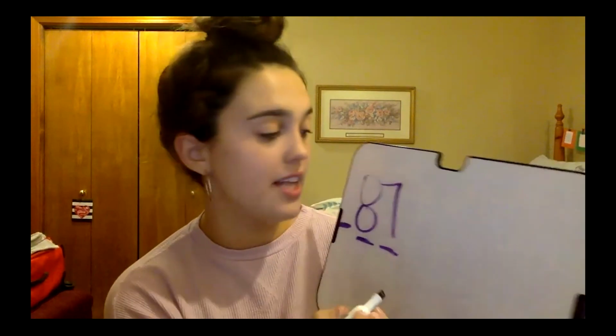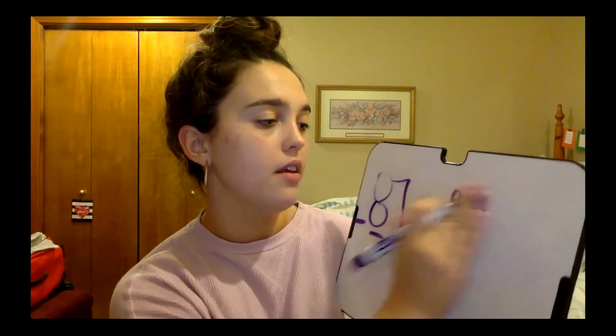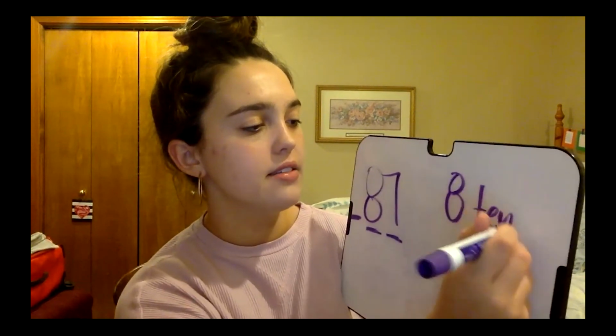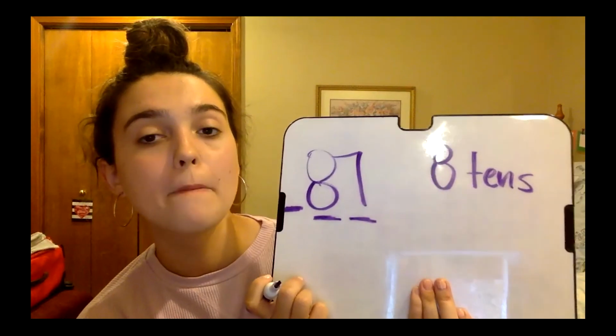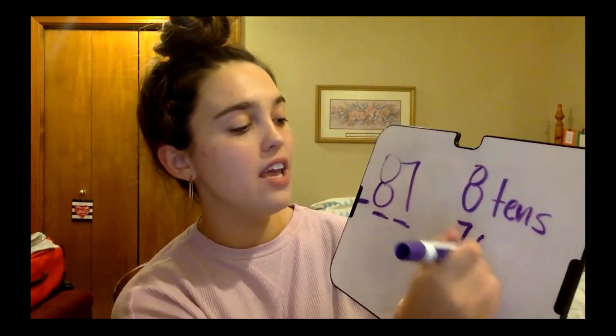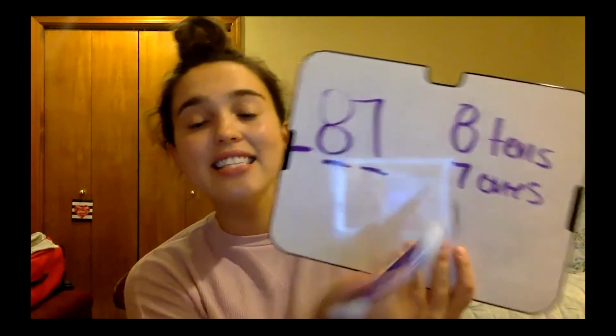So no hundreds, but we do have 8 tens. I'm actually just gonna write 8 tens. And how many ones do we have? 7 ones. Awesome job, you guys. So 87 is just 8 tens and 7 ones. It's important that not only can we build the number, but we can take it apart and tell people, oh, that has 8 tens, that has 7 ones.